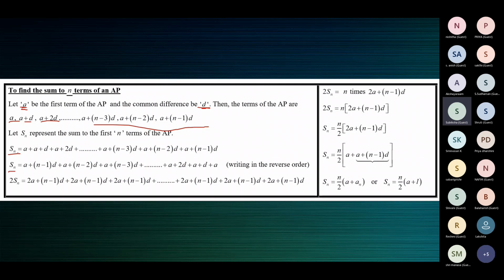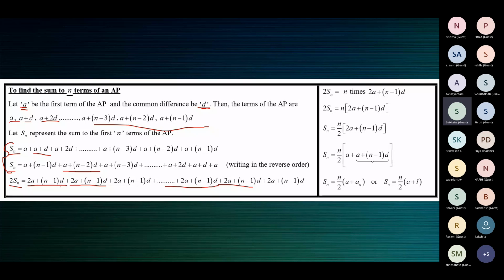And then add both the rows, add these two rows. So Sn plus Sn will be twice Sn. And when you add the first term of the first row and the first term of the second row, you will get 2a plus n minus 1 into d. When you add the second term of the first row and the second term of the second row, you will get the same thing, 2a plus n minus 1 into d. You will get that everywhere.